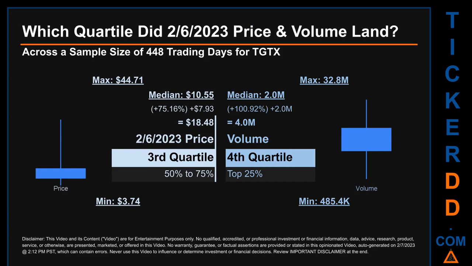Descriptively, TGTX has a median price of $10.55, therefore, the 6th of February 2023 price was higher from that middle marker by 75.16%. The day's volume of 4 million was more than the median by 100.92%.